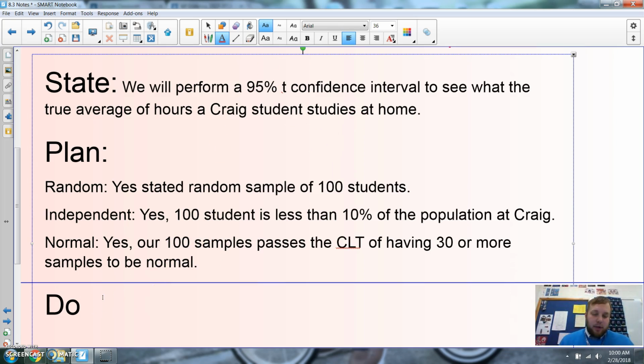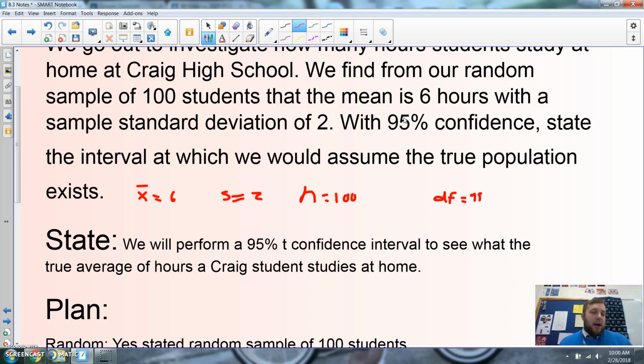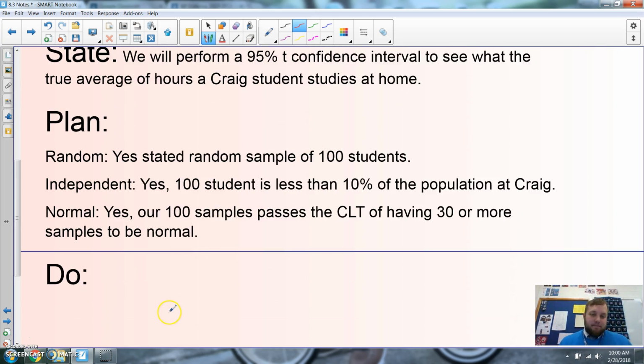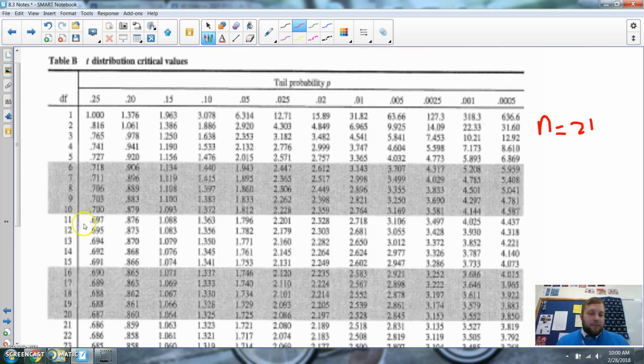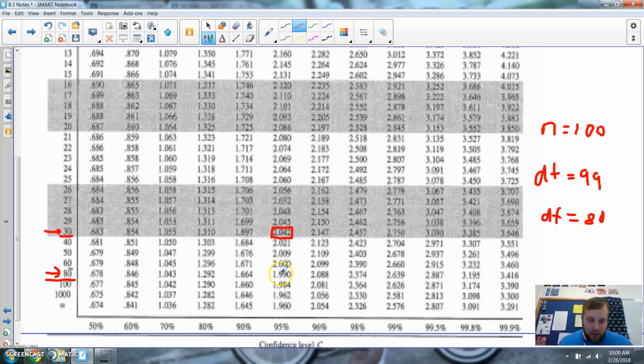All right, here's the fun part. Oh, sorry, every once in a while I gotta take some time and actually write it all out. Best guess is 6, right? Plus or minus. Alright, now remember, I do not know the actual standard deviation, so this is going to be a t critical value. Degrees of freedom of 99, so let's find that page.